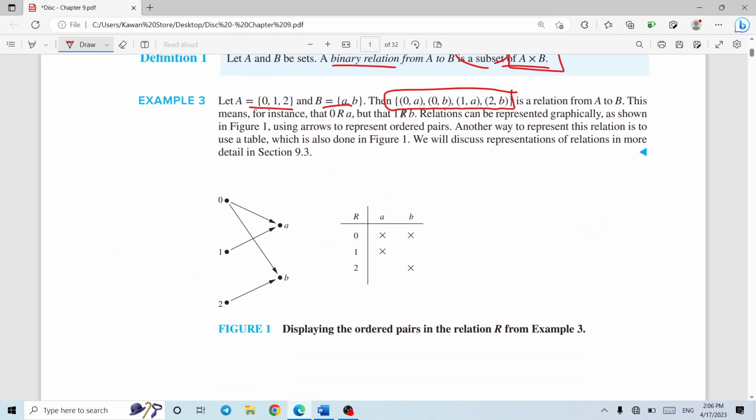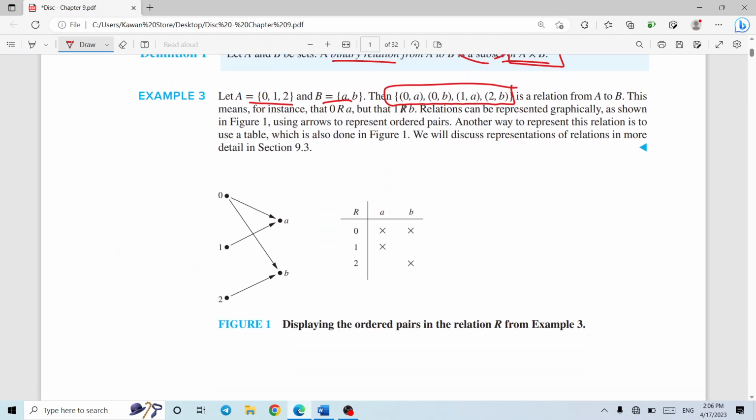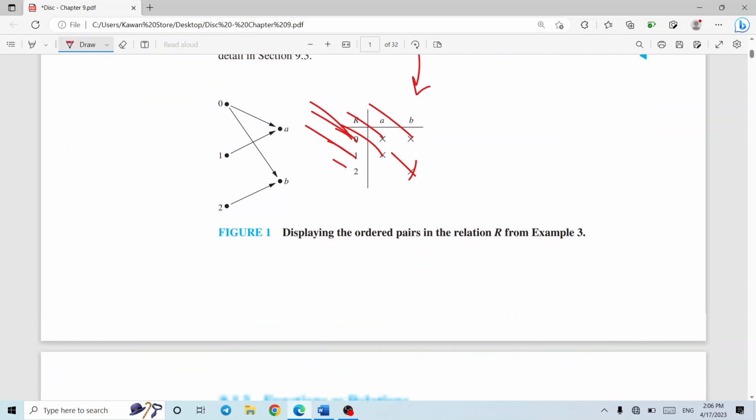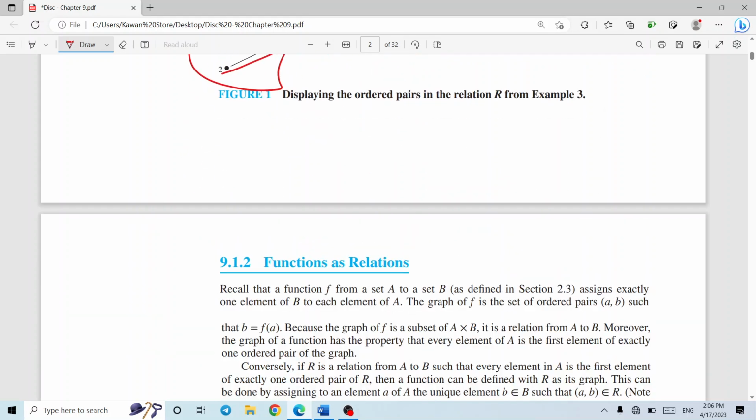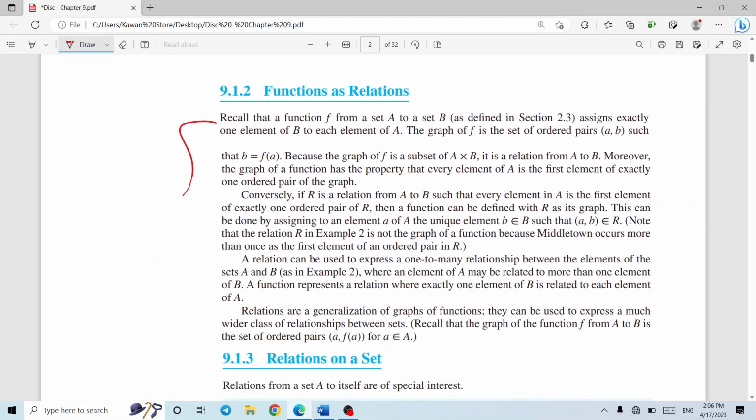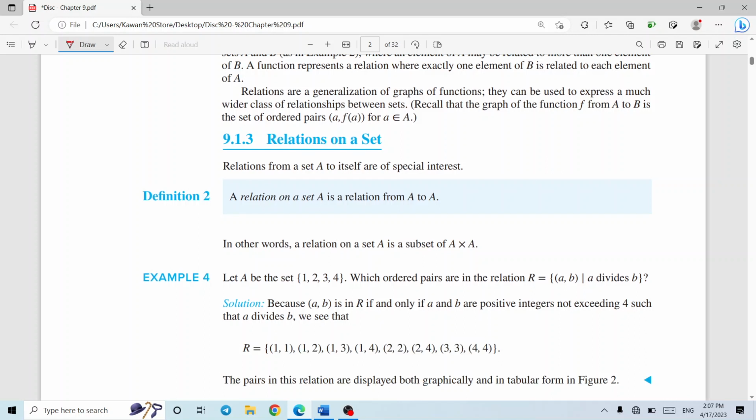You can see from here we have a table with 0, 1, 1. Depending on this relation, you can cross. I have (0, a), (0, b), I have (1, a), I have (2, b), so that's why we cross it. And you can see the diagram of it: 0 is related to all of them, 1 with a, 2 with b. Also, we can draw a diagram of the relation. A function is a relation too. I'm not going to mention it here because we mention function a lot.